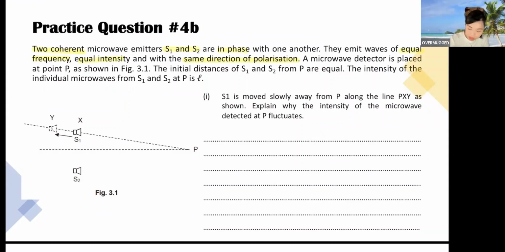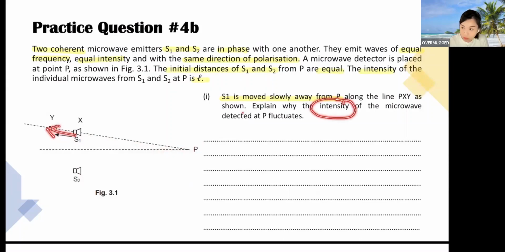Now, a microwave detector is detected at point P. So you have a detector here. The initial distance of S1 and S2 are equal. So it's like an isosceles triangle. They are equal distance from each other. And the intensity are both given as I. Okay. Now, they say S1 is slowly moving away. So S1 is moving back as shown.